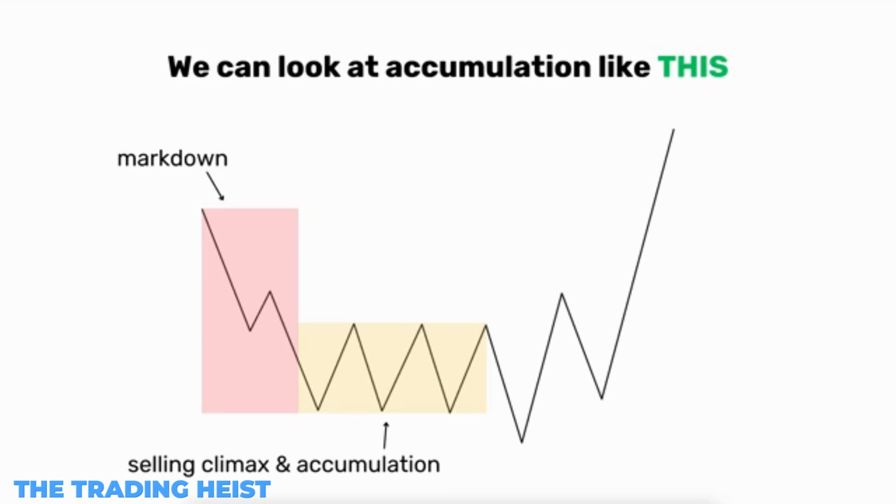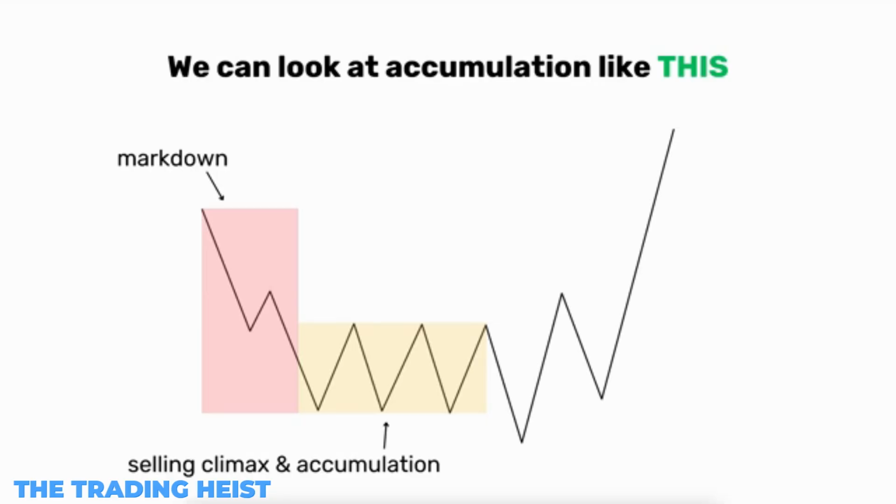Now, what this shows us so far is, number one, the markdown is showing seller control. But number two, the selling climax and accumulation range is showing a pickup in control from buyers, where the buyers are actually matching the strength of the sellers. Now, this is very important because this is the first point in the market after the markdown phase where we're seeing buying and selling control at equal levels.